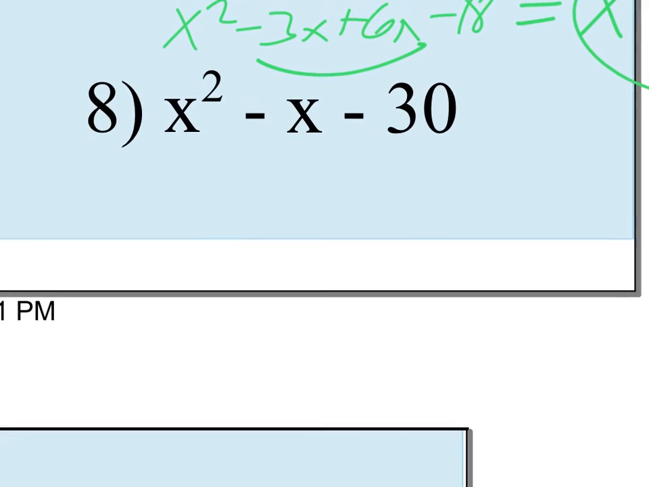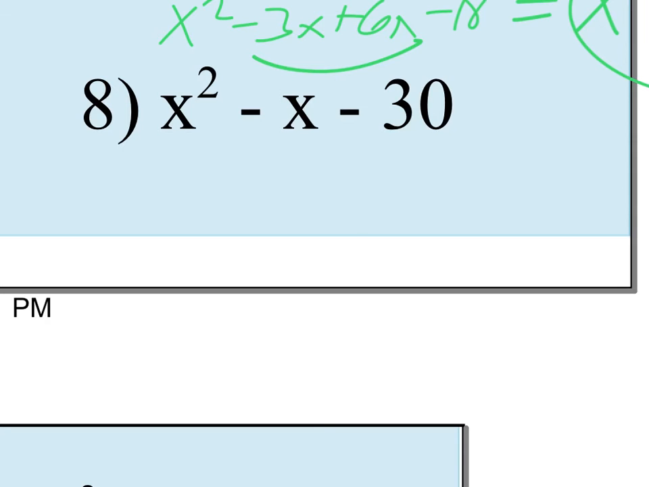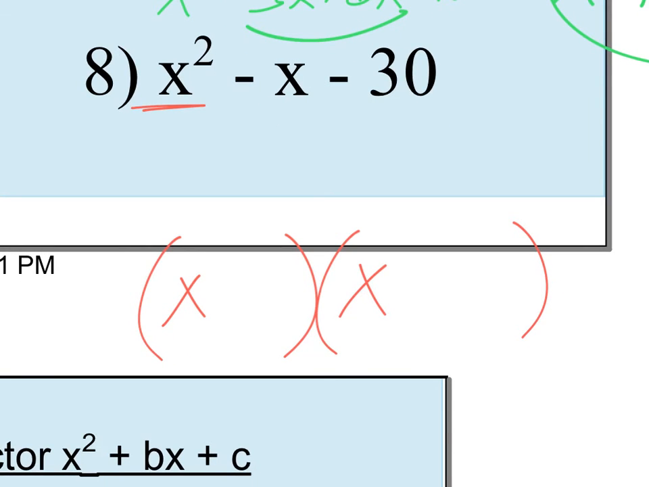Okay, let's do that last one. Again, the more we do these, the more you'll start to pick it up. You will start to see and get good at it, I promise. Okay, x squared, so I'm going to have x and x.